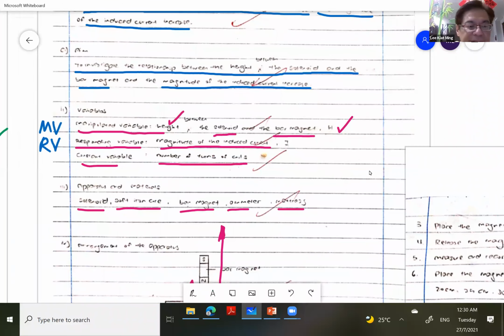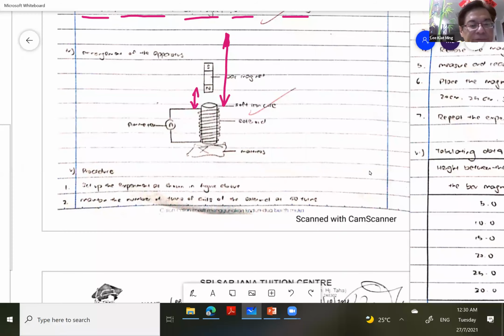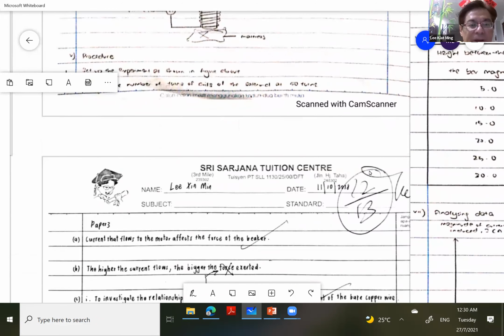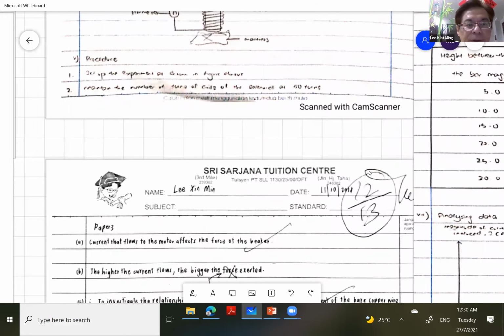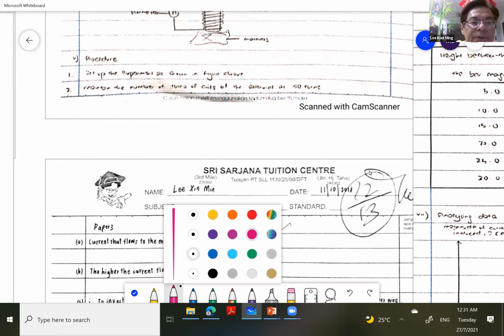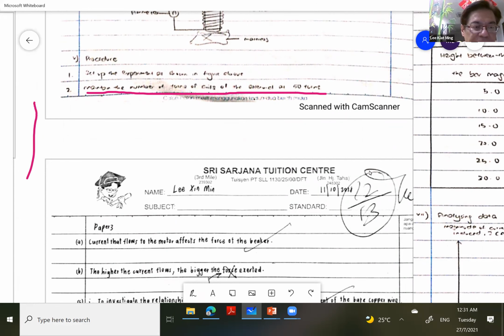We're going to look at the procedure. We have the apparatus. So the procedure is very simple. Set up the experiment. That one is not necessary for you to write. Then you look at the second one. Wind using wire. Wind the number of turns of the coil of the solenoid at 50 turns. Clear? Understood. Let's move downward.